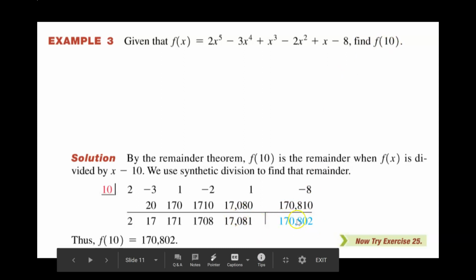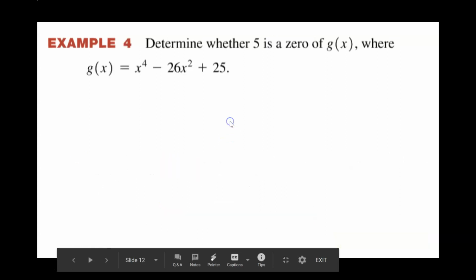So in order to get to the remainder, obviously we need to do the whole synthetic division, but just keep in mind, this is just the final answer that we're looking for in this particular example.